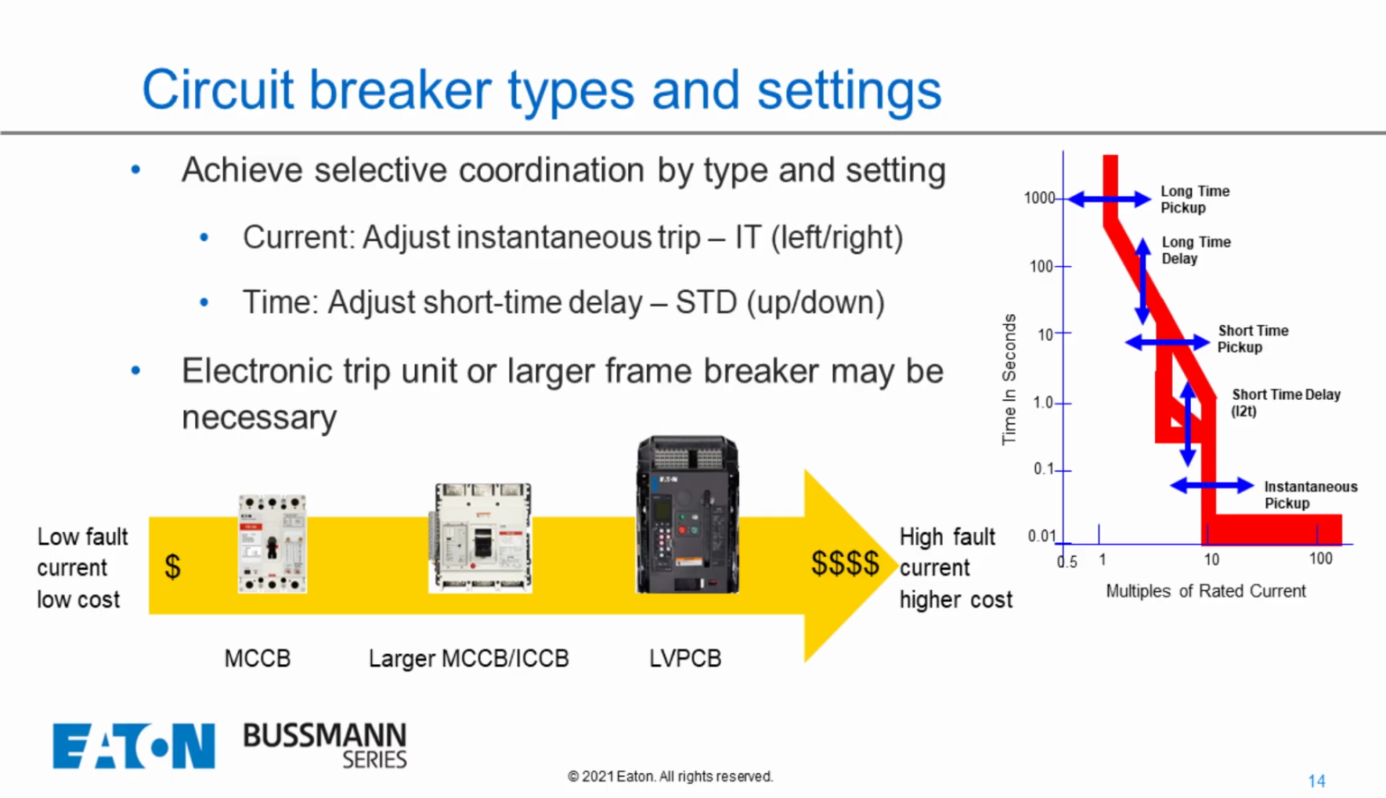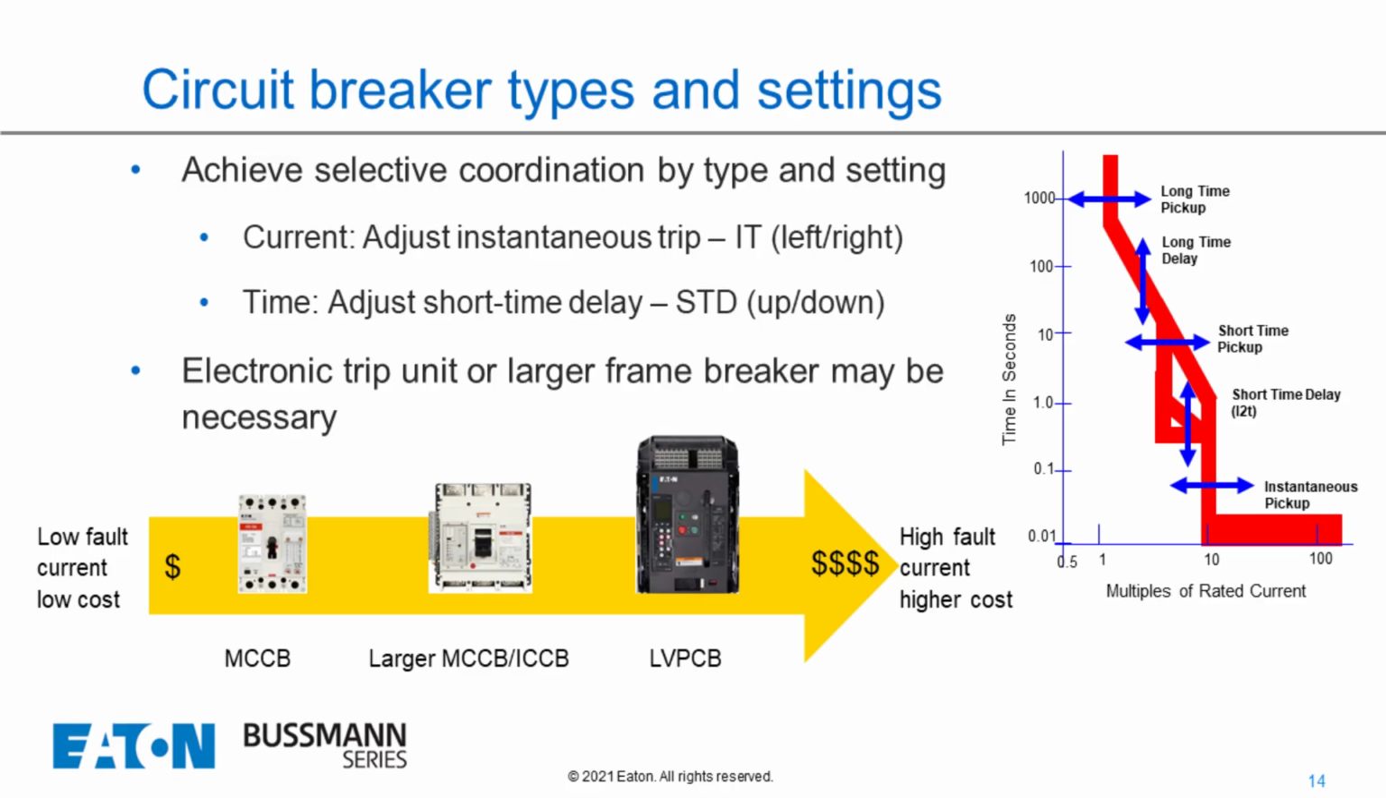I'm going to give you guys an example of what selective coordination is and what is coordination, and you can start seeing the difference between them. Coordination is basically just looking at time current curves. Selective coordination is looking at everything. The key thing here is your instantaneous trip.